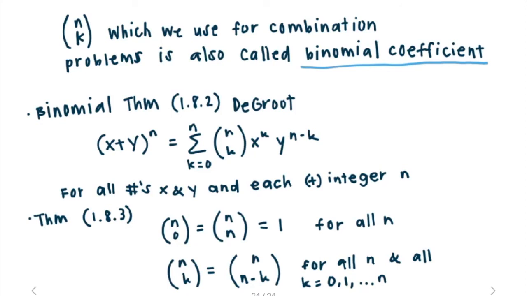The next theorem that you should know is 1.8.3. N choose 0 is equal to n choose n, which is equal to 1 for all n, and n choose k equals n choose n minus k for all n and all k, which equals 0, 1, 2, 3, all the way until you get to n.